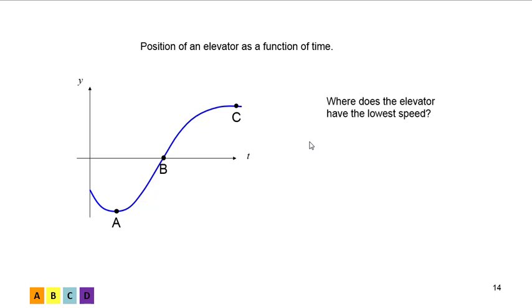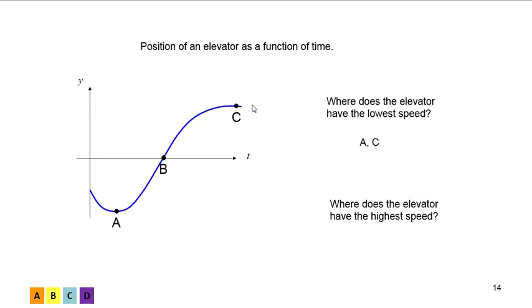Where does the elevator have the lowest speed? Take a second to think about that. Well, the speed is going to be related to the velocity, which I can find by taking the slope of the line tangent to the curve. So right here, the line that's tangent to this part is just a flat line, which has a slope of 0. So that means right here the velocity is 0. It's also 0 here. So A and C have the lowest speed because the speed there is 0.